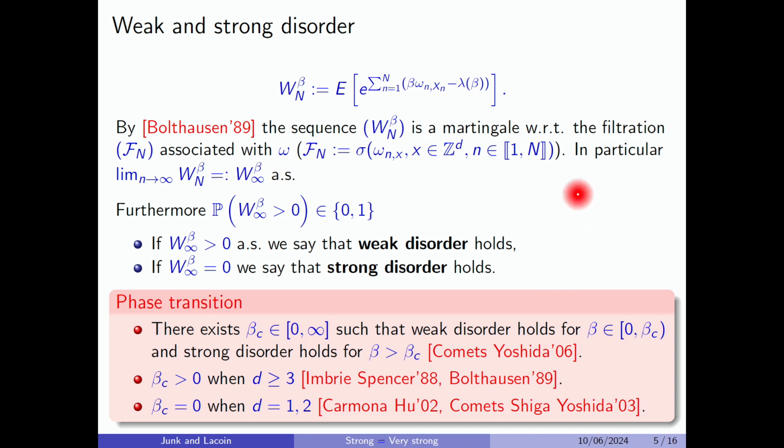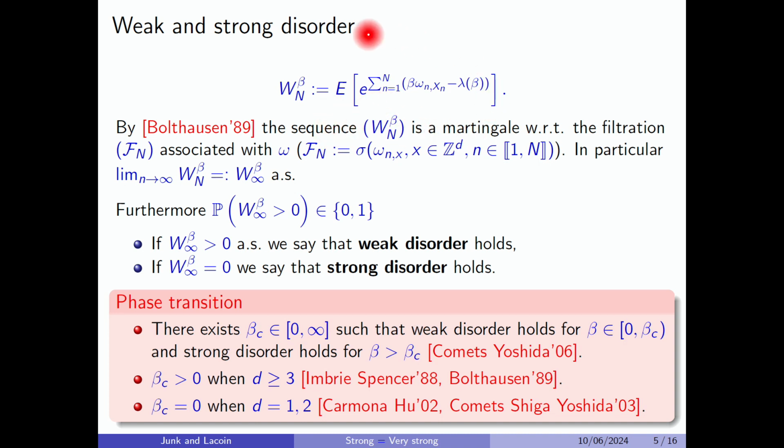Okay, so why is the renormalized partition function nice? Well, it's this observation of Bolthausen that this sequence is a martingale when you equip your space with a natural filtration associated with omega. So Fn is just the sigma algebra generated by the omegas up to time n.